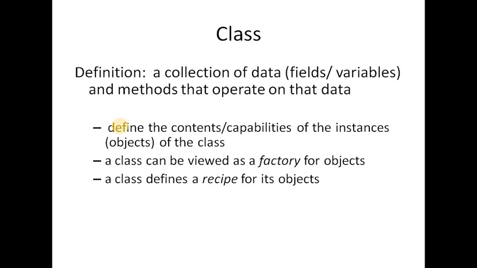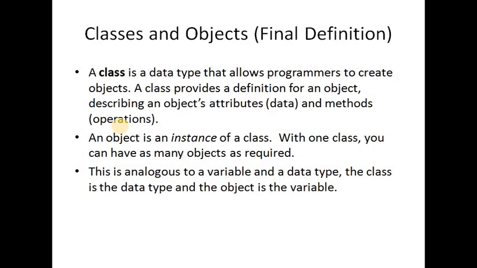Class we already discussed in previous slides. Definition, that is a collection of data like fields and variables, and methods that operate on that particular data. It defines the content or capabilities of the instance. A class can be viewed as a factory for objects, and this is the actual difference between object and class. A class is a data type that allows programmers to create objects. A class provides a definition for an object, describing an object's attributes, known as data, and methods, defining the operations.